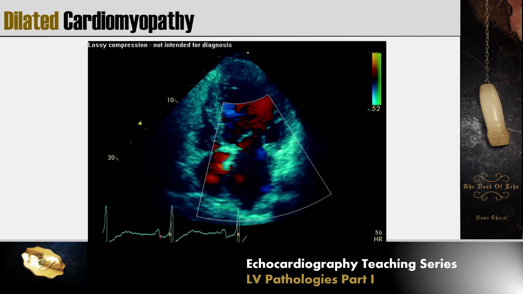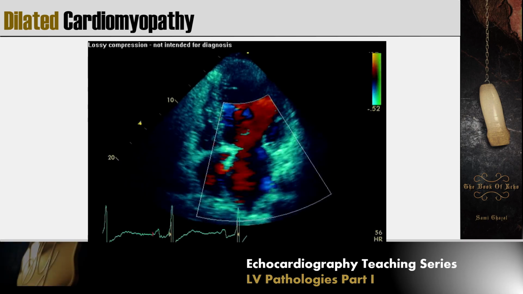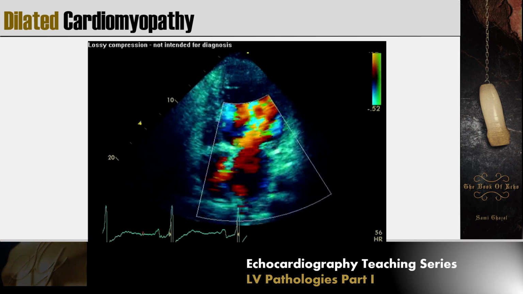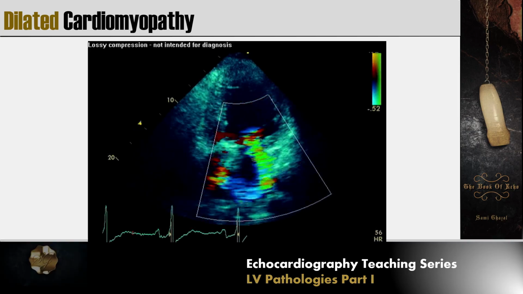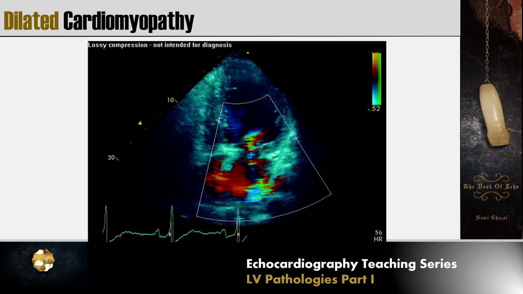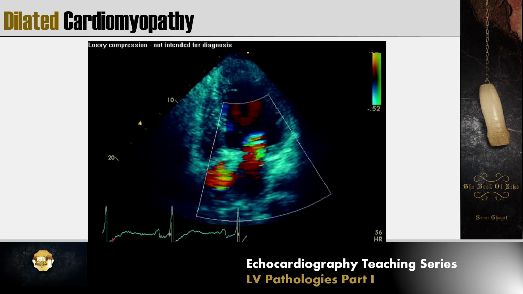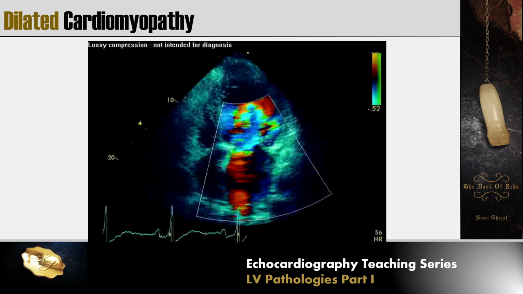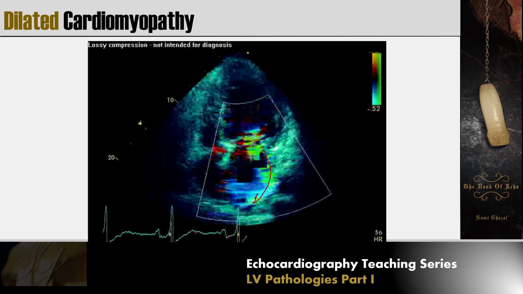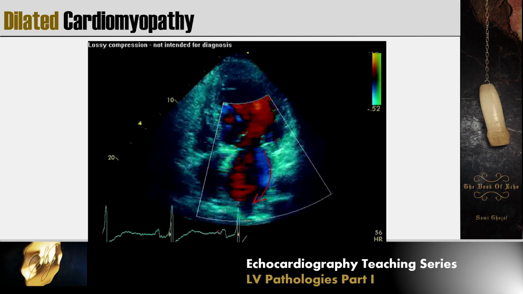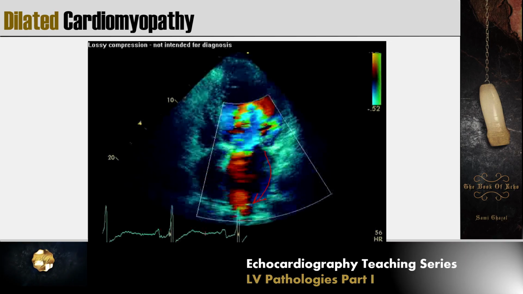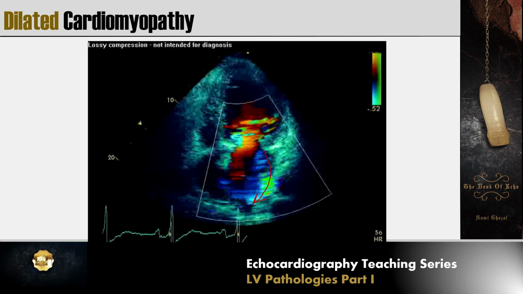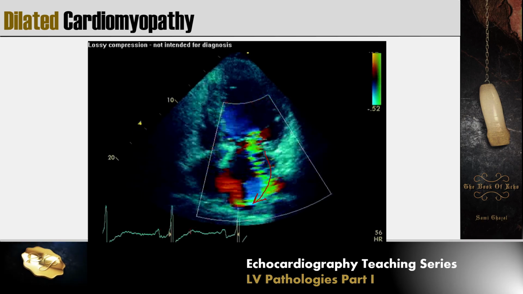Now, as mentioned, it's not only LV dilatation. If we think about dilated cardiomyopathy, it can be associated with functional MR, and we can see here severe functional MR. You can see a posteriorly directed MR jet here. Also, LA dilatation and pulmonary arterial hypertension can be present, and definitely diastolic dysfunction is always present.